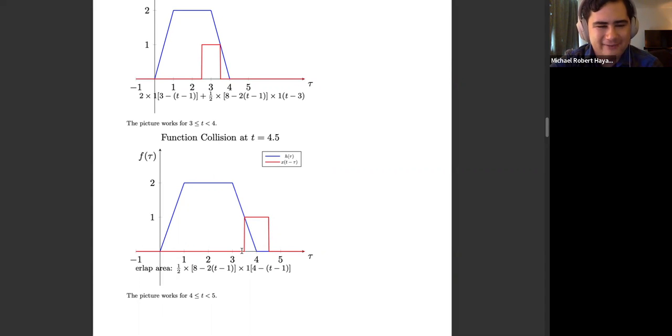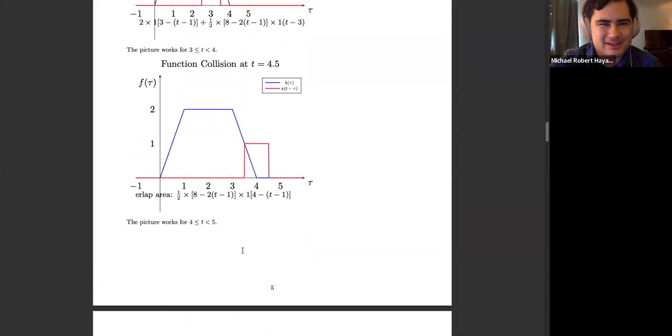So we get 1/2, height is going to be 8 minus 2t. However, the last thing this edge sees is the trailing edge. So it's 8 minus 2 quantity t minus 1 because it's delayed as to when it sees it. And then we get quantity 1 minus 4 minus t minus 1, which is the base of this triangle right here.